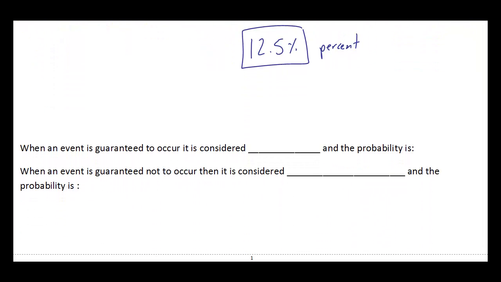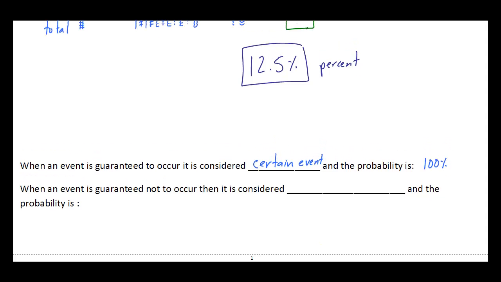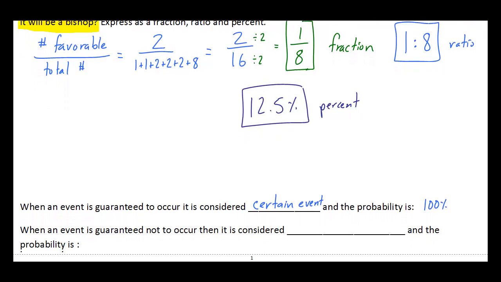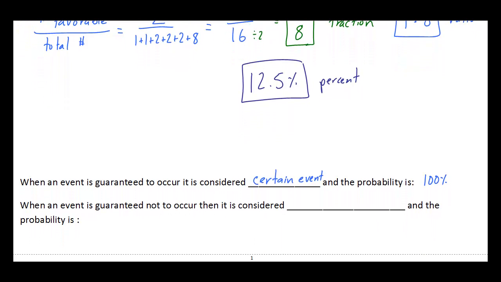Okay, so when we have events that are guaranteed to occur, something that is absolutely certain, something that must happen, we call it a certain event. And the probability of a certain event is 100%. If you go back to this last example here, if the question asks, what is the probability that Cece pulls a chess piece out of the bag? Well, that's basically 100%. Since there's only chess pieces in the bag, guaranteed whatever she pulls out will be a chess piece.